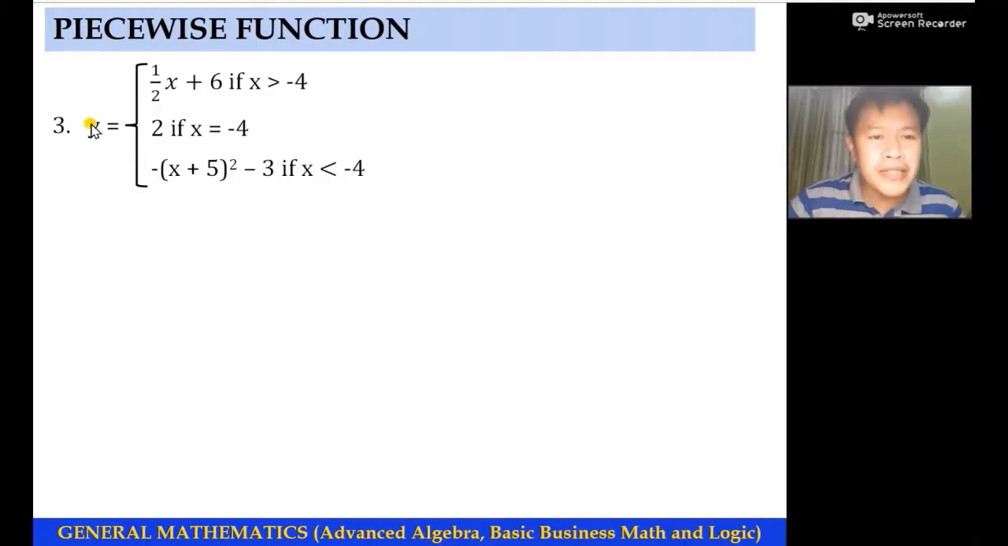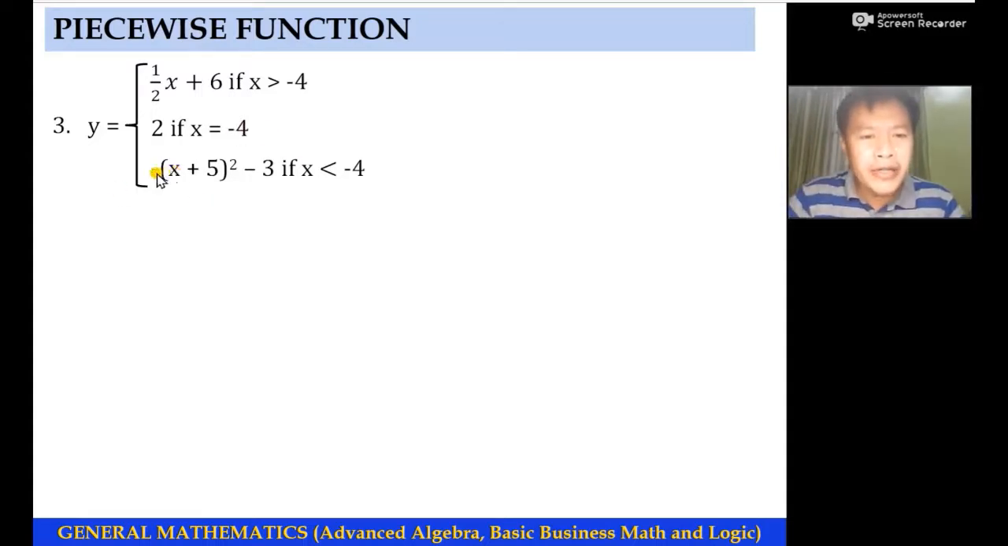The second subfunction is y is equal to 2 if x is equal to negative 4. It is a form of a constant function. But take note, our x is just only negative 4. It means that this is a point function only. And this is the easiest function, the point function. We do not include the point function in the basic functions because that is a very basic function. We have only one point.